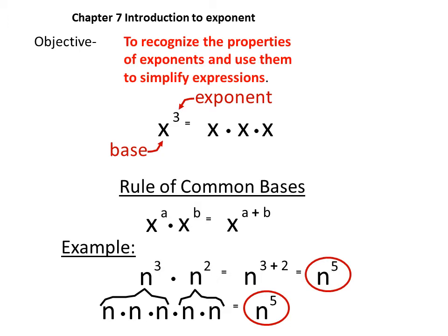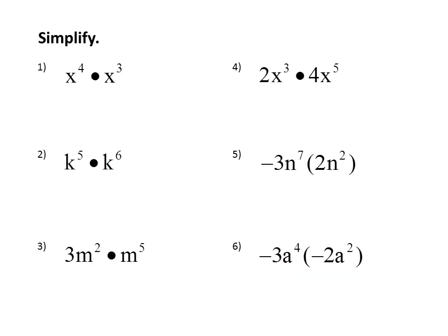If you want a copy, of course you can. If you want to print this when you come to school, you can. Now, here are some examples you need to do on your own. They are very, very simple, as I explained. This is the rule of common bases. All of them have the same base, which means I'm going to add the exponents. I'm going to do number 1, and then you can do number 2 on your own.